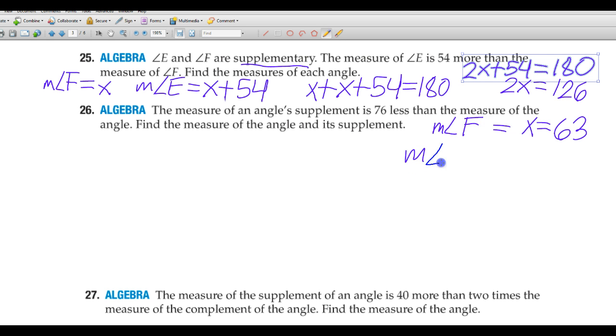And the measure of angle E is 54 more than that. Oops, made a mistake. It should be 63 plus 54, which is 117.